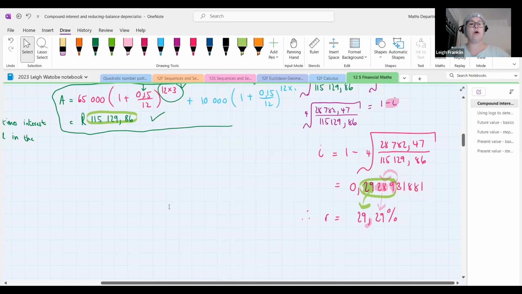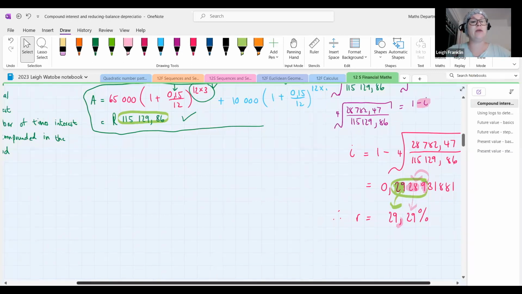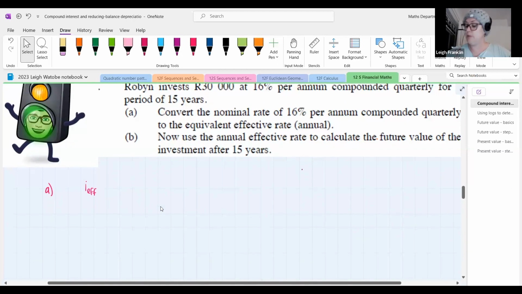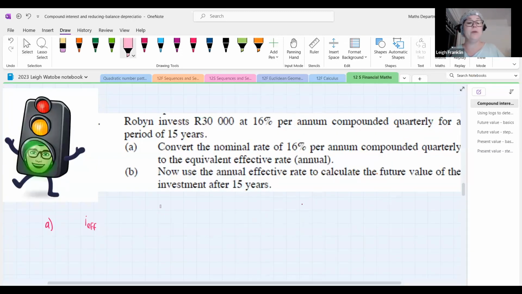All right, so going back to annual effective and nominal interest rates. Our formula I_EFF, that is for our effective rate, is equal to 1 plus I_nom over M, to the M, minus 1.